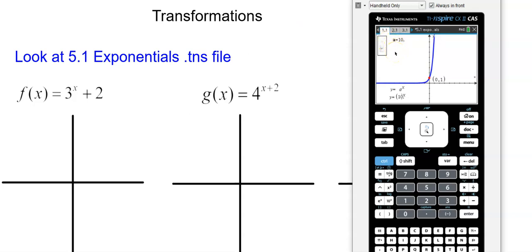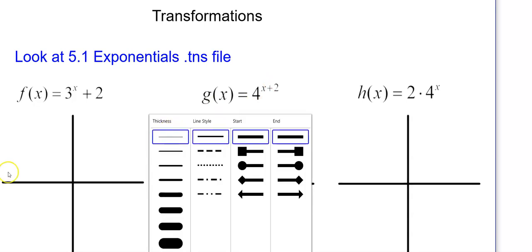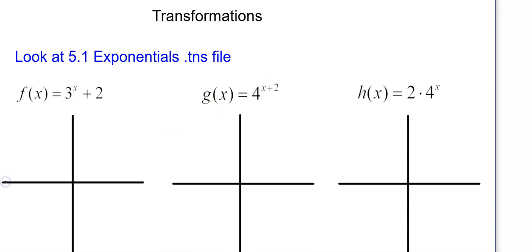Since we're just sketching, have you noticed it's not really a graph with a lot of points? 2 to the x looks a lot like 3 to the x, which looks a lot like 4 to the x. As far as our sketching is concerned, they're basically identical. So 3 to the x of the parent graph has the asymptote at y equals 0. I'm just doing the parent graph first, and then we'll transform this.